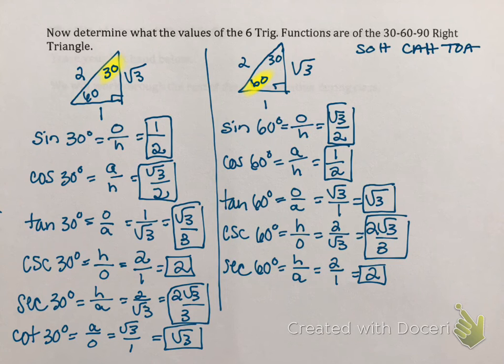And finally, cotangent of 60 degrees is adjacent over opposite. The adjacent side is 1, and the opposite side is radical 3. So if we rationalize this, we get radical 3 over 3. By the way, on your test, you will be expected to rationalize all the values. This is very important because when you get to calculus, you have to be able to rationalize. So I just wanted to give you a heads up that I expect that.